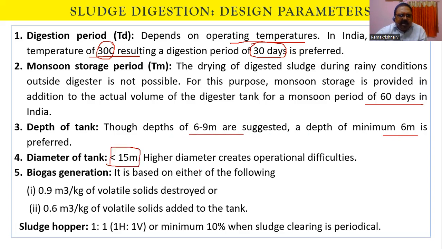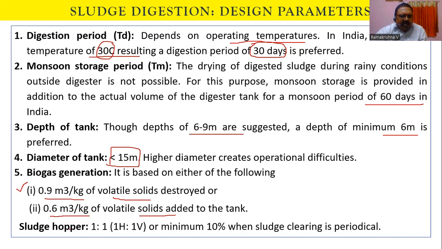Higher diameter creates operational difficulties. Biogas generation is based on either volatile solids destroyed or volatile solids added. Usually we prefer the first option, volatile solids destroyed. It is expected as 0.9 meter cube per kilogram of volatile solids destroyed. If you take volatile solids added, it is 0.6 meter cube per kilogram of volatile solids added to the tank.